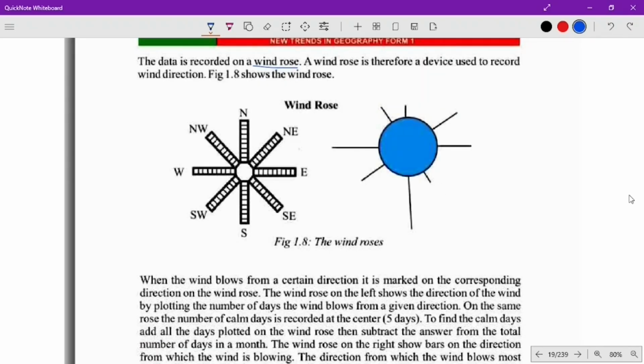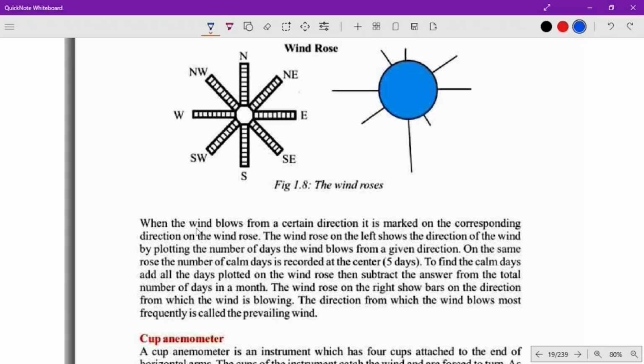So how does it work? When the wind blows from a certain direction, it is marked on the corresponding direction on the wind rose. So it means we are going to start off with our wind rose just like this, which is plain like this.